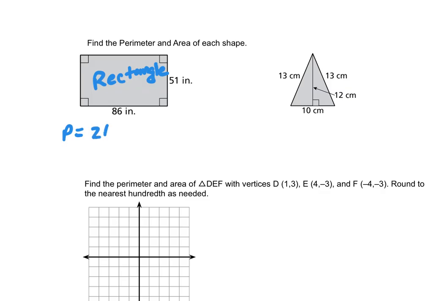Perimeter is 2 times the length plus 2 times the width. Okay, and some people ask, can I just do 86 plus 51 plus 86 plus 51? There's nothing wrong with that, okay? This is maybe just a little bit shorter way of writing it out. But yeah, you could just add up all 4 sides and it would be fine.